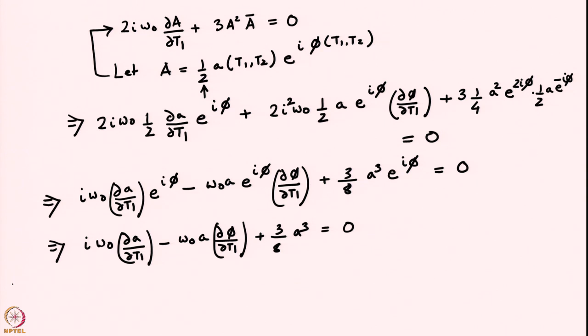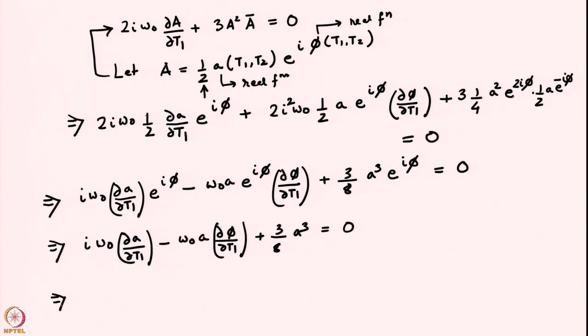recall that small a and small phi are actually real functions because we are writing them in complex notation. So it's a times e to the power i phi. So a is a real function and phi is also a real function. So this equation has an imaginary term here. You can see that the first term in the equation has an i. So this equation can in general be split into a real part and an imaginary part, and both of them have to be separately equated to 0.